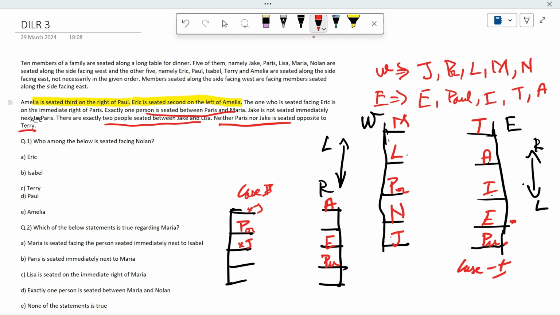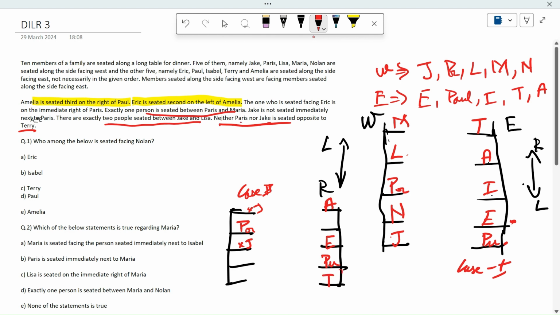There are exactly two people between Jack and Lisa. We will use this point. Neither Paris nor Jack is seated opposite to Teresi. So no one is seated opposite to Teresi. In this, can we fill any of the positions? Amila is seated third to the right of Paul. We have done this. Eric is seated second to the left of Amila. And Teresi cannot take this position because of this point: neither Paris nor Jack is seated opposite to Teresi.